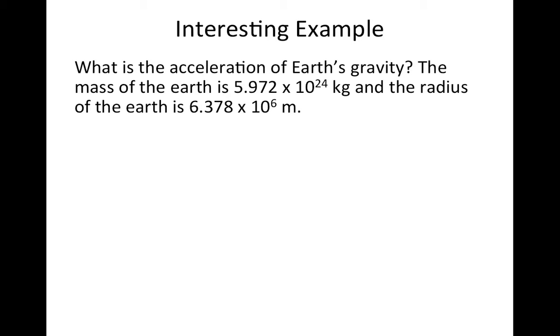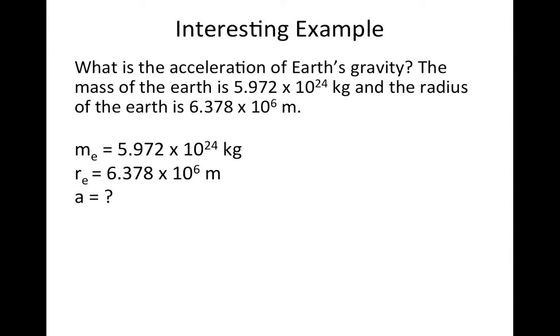So here's another interesting example talking about the Earth. What is the acceleration of Earth's gravity? We know it's 9.8 because we can calculate it with kinematic equations, but what if we wanted to calculate it with Newton's universal law of gravitation? Okay, well, we would have to know the mass and radius of the Earth, which is 5.972 times 10 to the 24 kilograms, and the radius of the Earth is 6.378 times 10 to the 6 meters. Okay, so our givens are the mass and the radius of the Earth, and we want the acceleration.